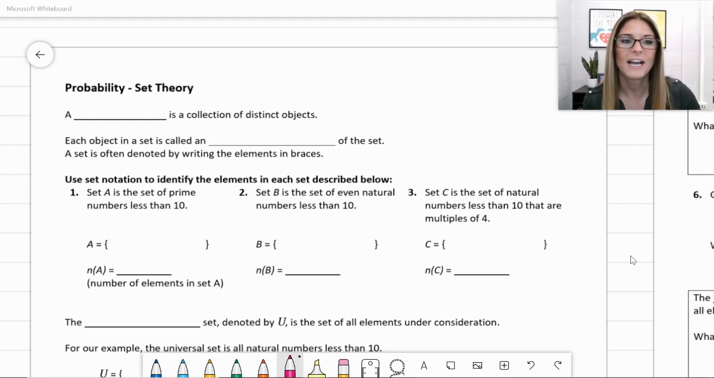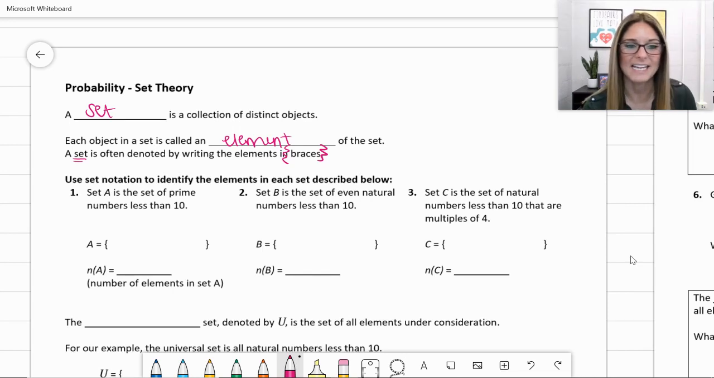The first blank here, a set is a collection of distinct objects. And then each object in a set is called an element of the set. A set is often denoted writing the elements in braces. Those little curly braces is how we write a set. Use set notation to identify the elements in each set described below. So we're going to set up some examples here, 1, 2, and 3, and then we're going to use them below. So number 1, set A is the set of prime numbers less than 10.